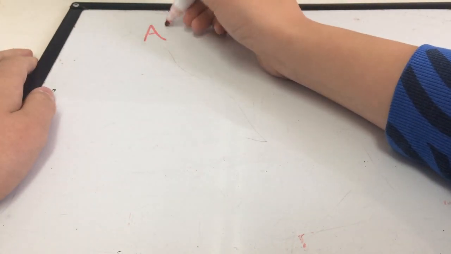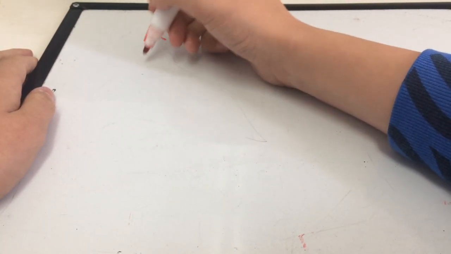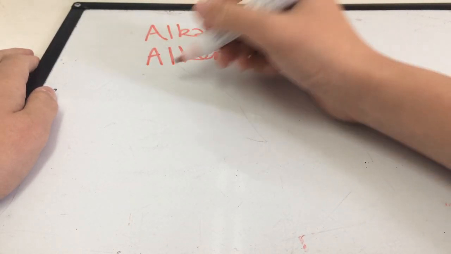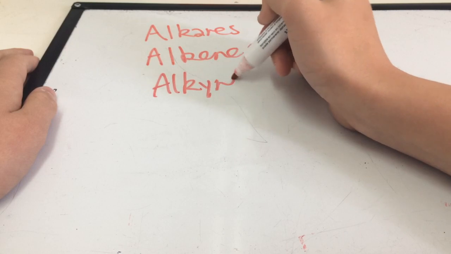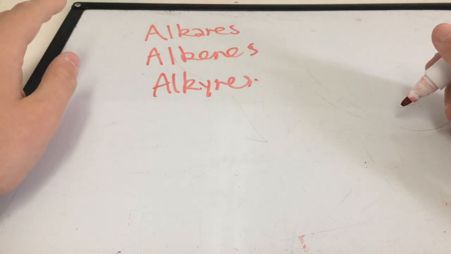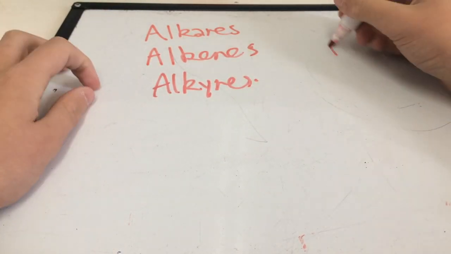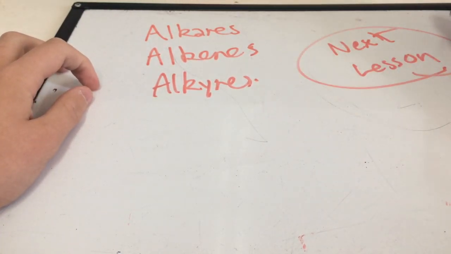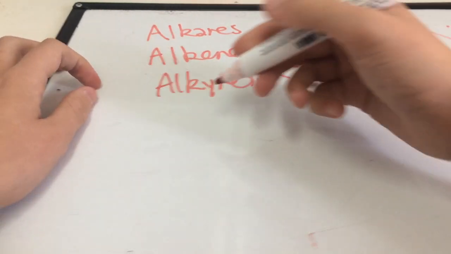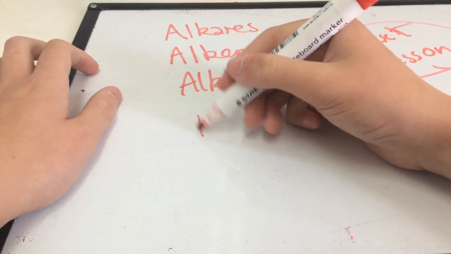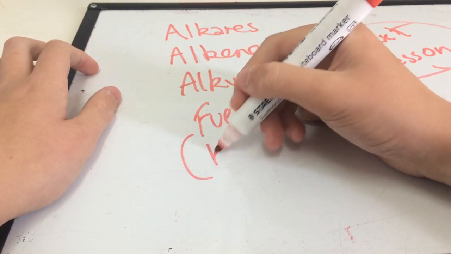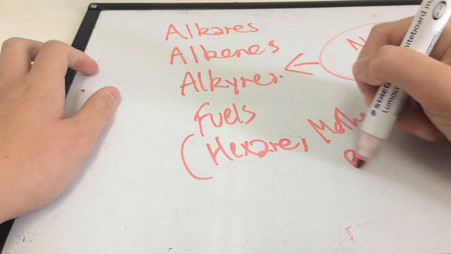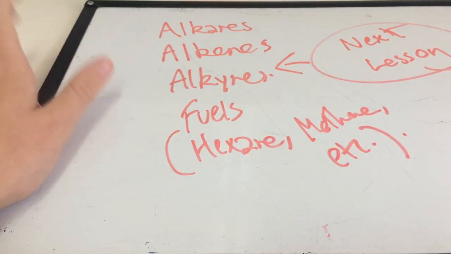Now, one more thing I do want to talk about is these. I'll talk about these more in the next lesson, but I'm going to briefly touch on them. Alkanes, alkenes, and alkynes. That's what we're going to be covering next lesson. I will also be talking about fuels such as hexane, methane, etc. And that'll basically be it. Stay tuned for next lesson.